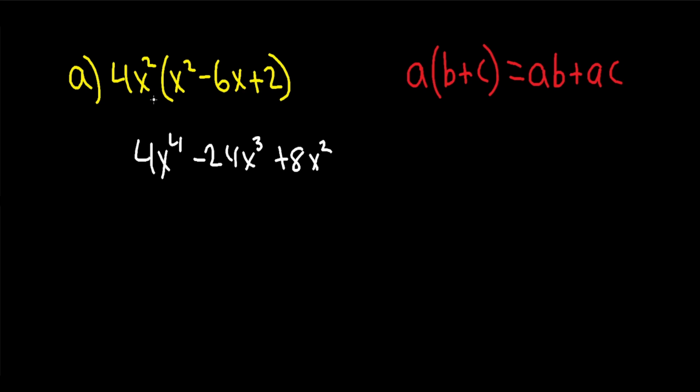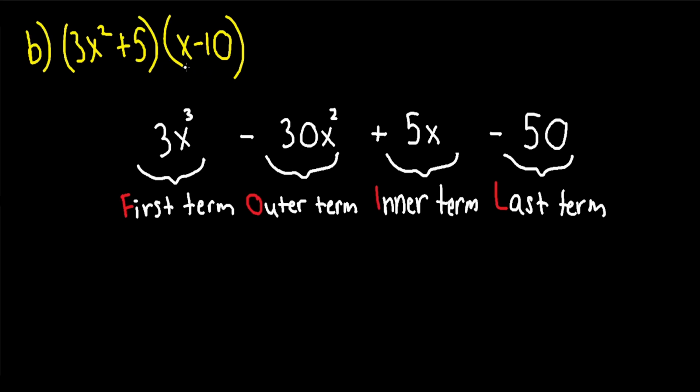Now if you feel you've struggled with dealing with multiplying out powers, then I suggest you watch my previous videos on exponents. So for b, we're going to use the FOIL method. Now remember that the FOIL method is only going to work when we're multiplying two binomials. So if either of these are not binomials, then the FOIL method will not work. So remember, FOIL is just an acronym for the first term, outer term, inner term, and last term.